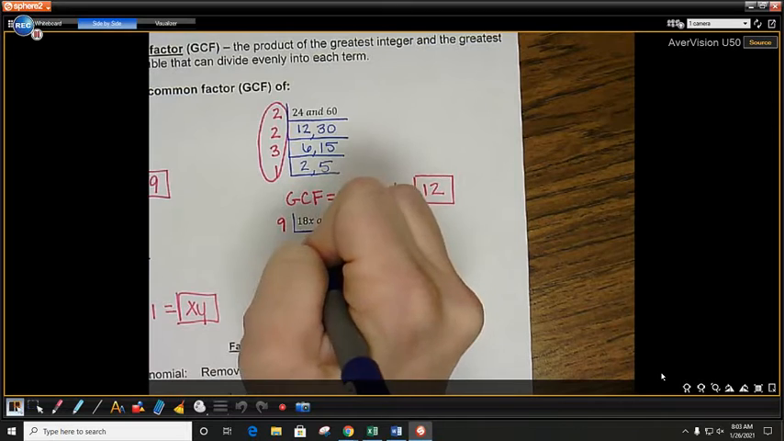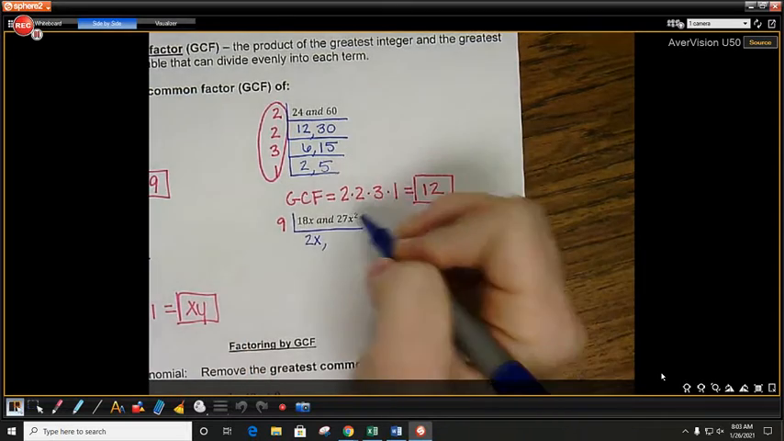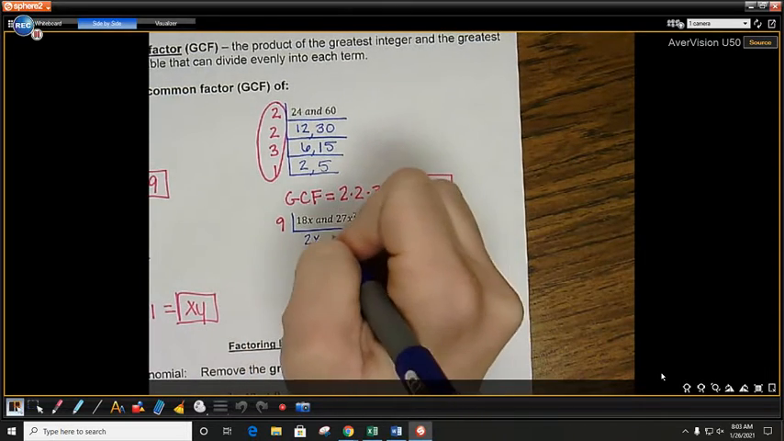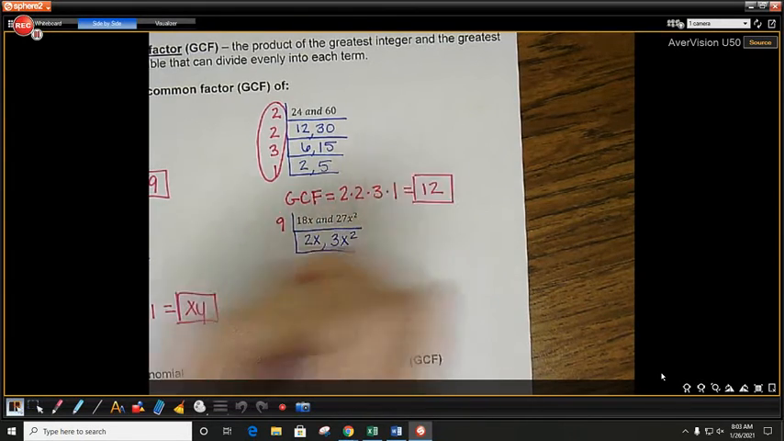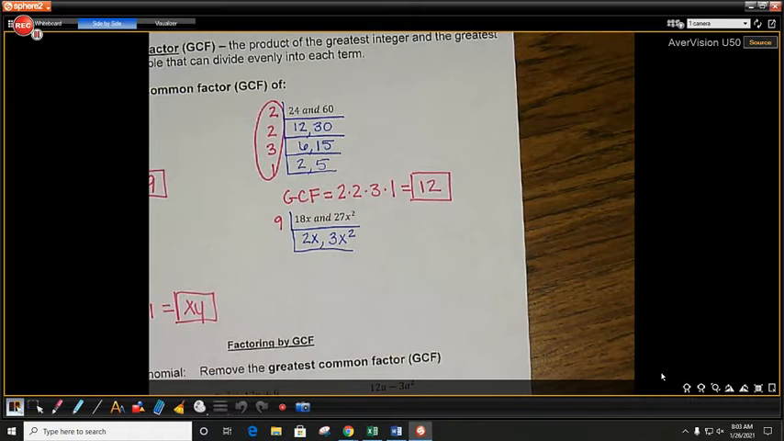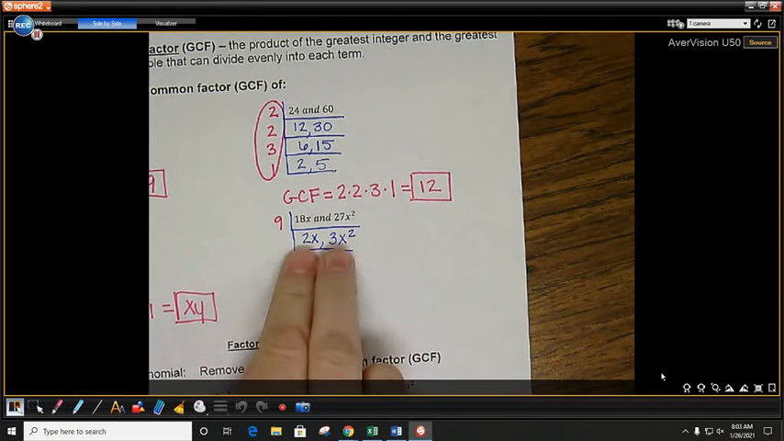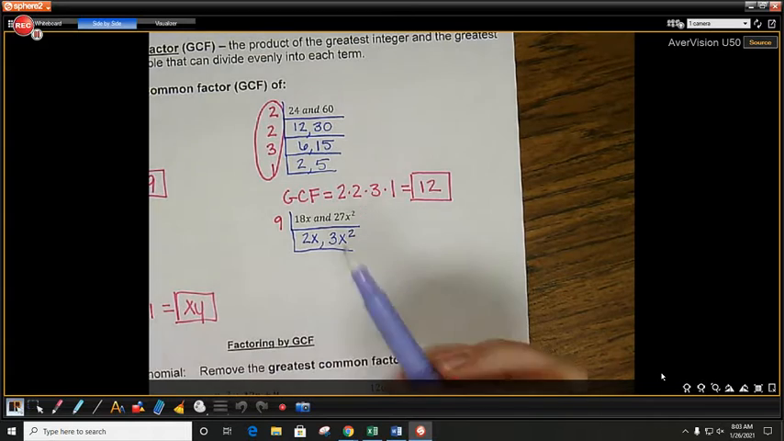18 divided by 9 is 2, and it has an x. 27 divided by 9 is 3, and that one has an x squared. So whenever you have coefficients and variables, start with your coefficients. Before you go on to the variables, let's see, 2 and 3. Is there anything in common other than 1 with 2 and 3? There isn't, so we're going to move on now to our variables.